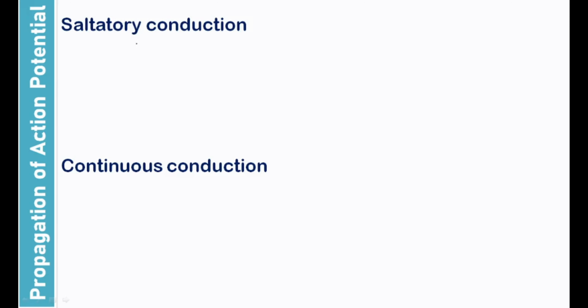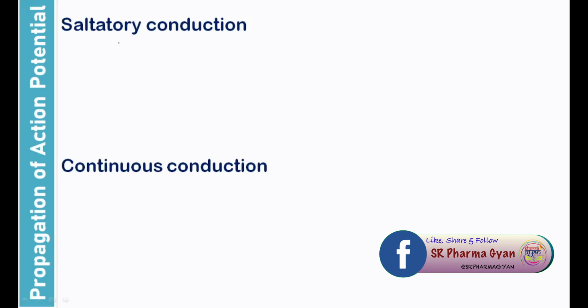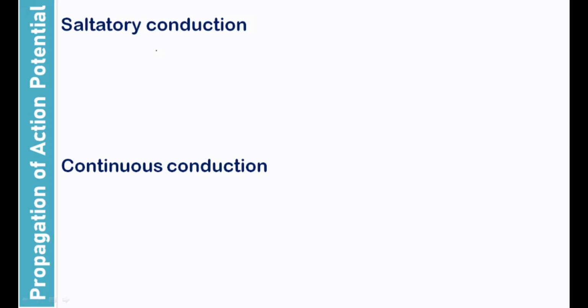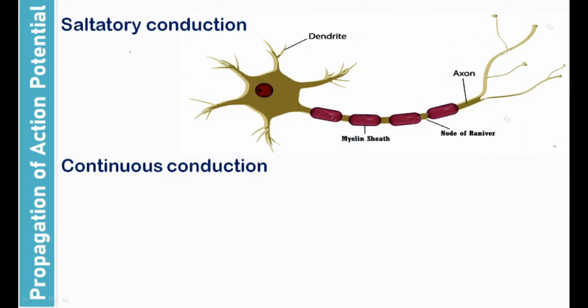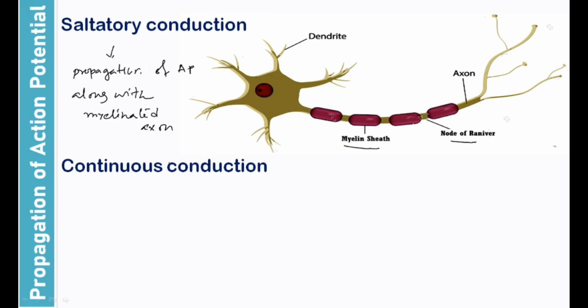Now, propagation or conduction of the action potential is mainly of two types. First one is the saltatory conduction process, and second one is the continuous conduction process. Now, what is meant by saltatory conduction? Saltatory conduction is the propagation of action potential along a myelinated axon. So myelinated axons exhibit saltatory conduction.